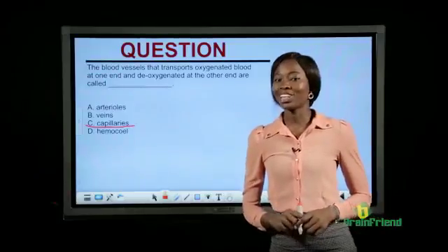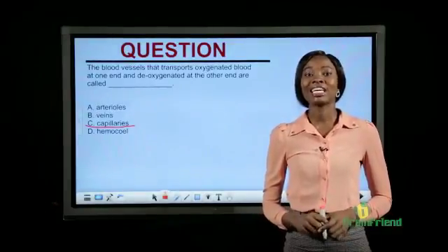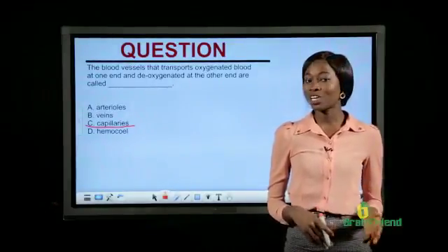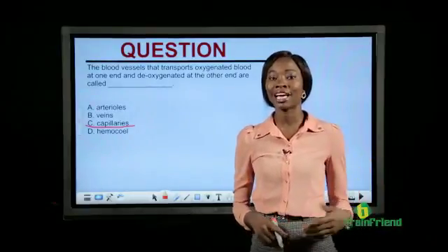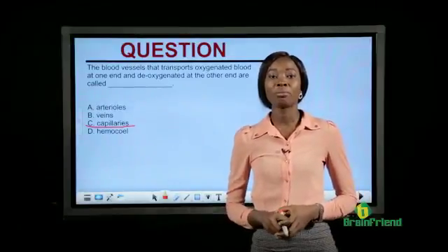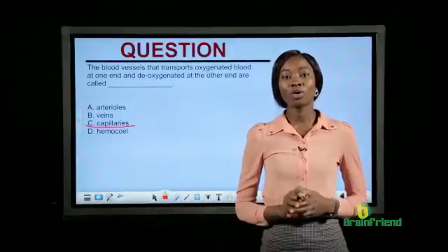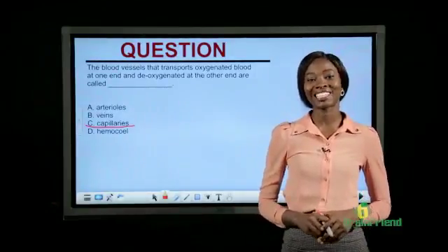We have come to the end of this lesson. I hope you learned a lot. You understand the differences between arteries, veins, and capillaries. You know the uses or the functions of xylem and phloem tissues, and you can explain the mechanism in open and closed circulatory system.